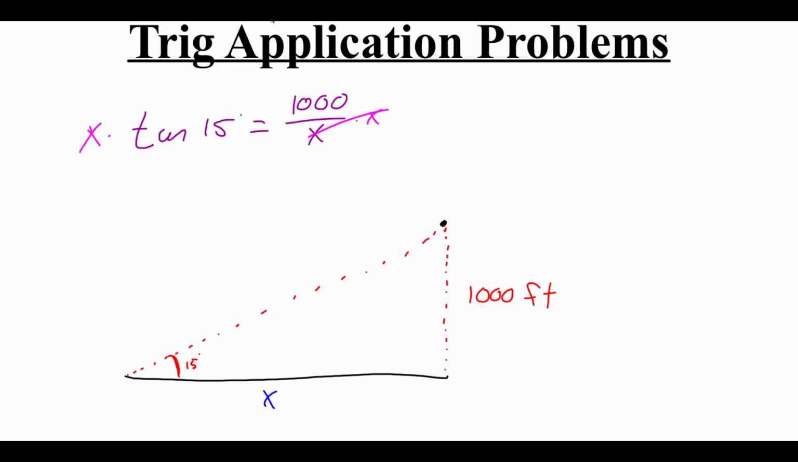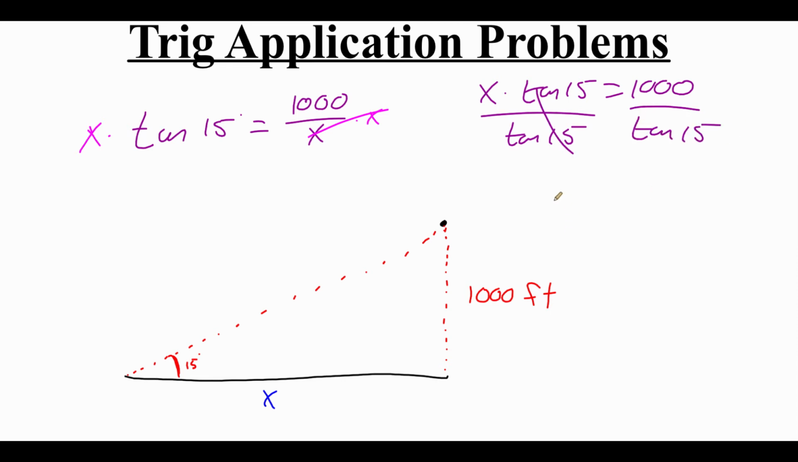But that doesn't solve our equation. That doesn't get our x alone. Right now our equation says x times that tangent of 15 degrees is equal to 1,000. So I need to get rid of this multiplication. So if I'm multiplying by the tangent of 15 degrees, in order to get rid of that, we're going to have to divide the tangent of 15 over to the right-hand side. So we're going to have x equals 1,000 divided by the tangent of 15.